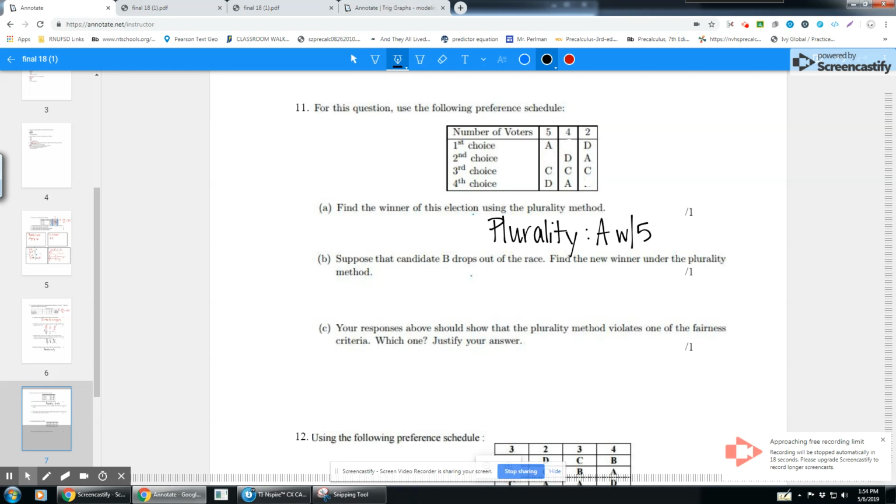we're going to redo this. So the plurality winner would be A with 4 and D with 6. D wins with 6. And this would be irrelevant alternatives.